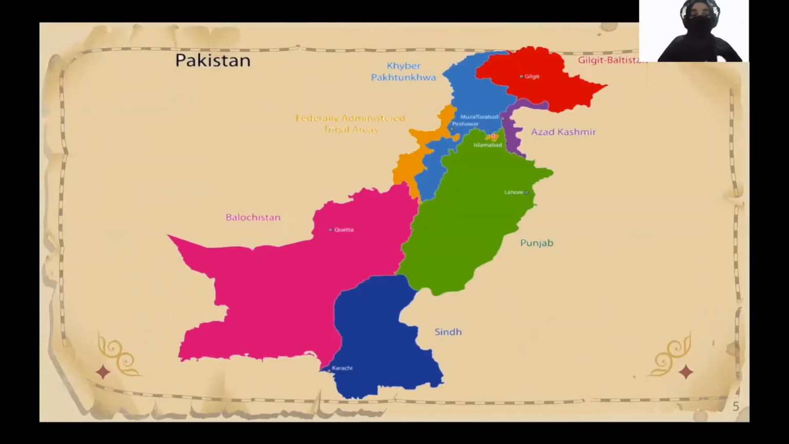Next slide, please. This section presents the history of Pakistan. Here is the map of Pakistan, which is composed of 4 provinces and 1 federal territory. The provinces are Balochistan, Punjab, Sindh, Khyber Pakhtunkhwa, and the federally administered Islamabad Capital Territory. Pakistan is the 33rd largest country by area.